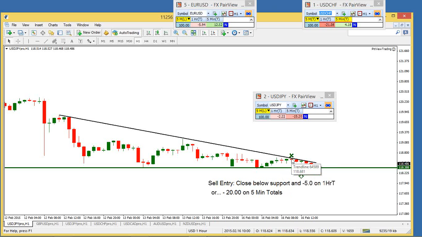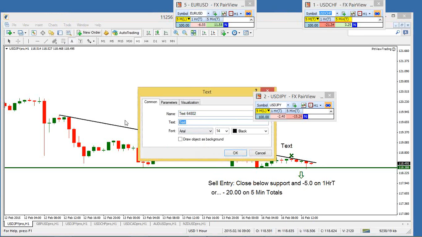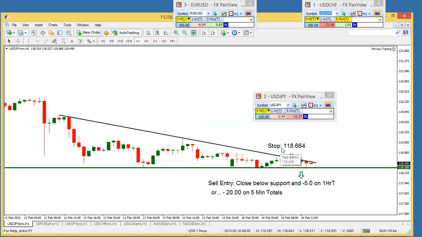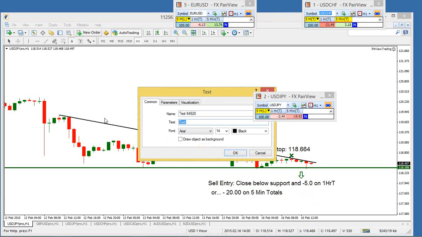Let's see, where's the high right in here? 118.634. So we'd be putting our stop at 118.664. Put it 1 pip above that high plus spread. And then look for a limit of 1-to-1 risk reward. So based on where your entry is and where your stop is, look for a limit of 1-to-1 risk reward.